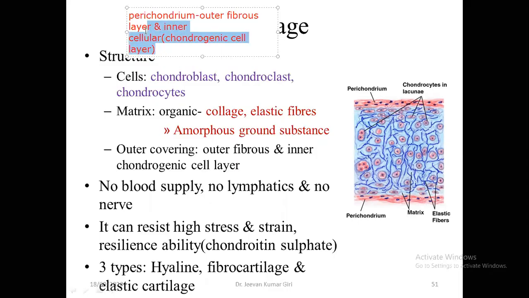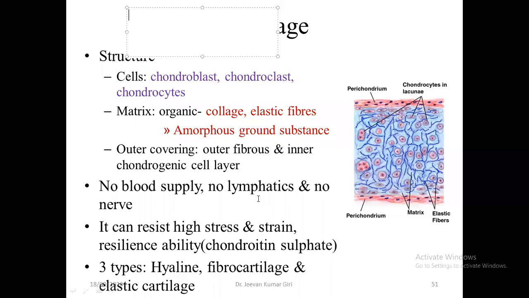It can withstand the high stress and strain. Now this cartilage has a property, elasticity. That is the resilience, the ability of, see what will happen if you apply pressure to the cartilage, it will compress. If you release the pressure, it will regain its original form again. So that is the resilience, the ability of resilience, or that is the elasticity.